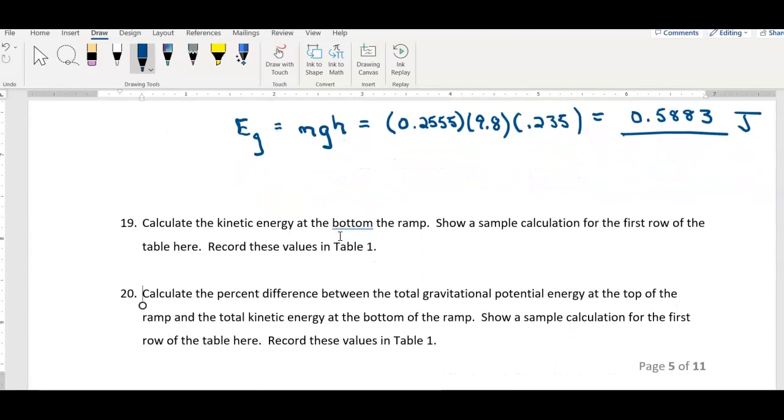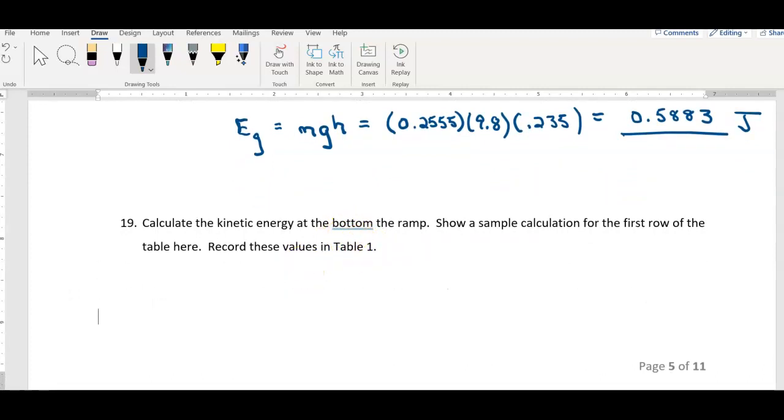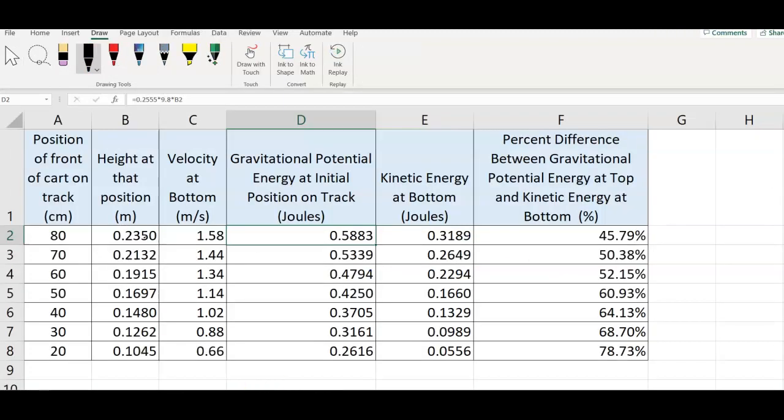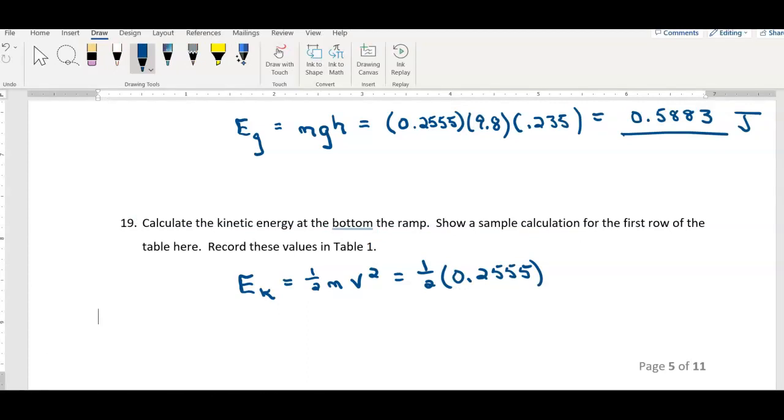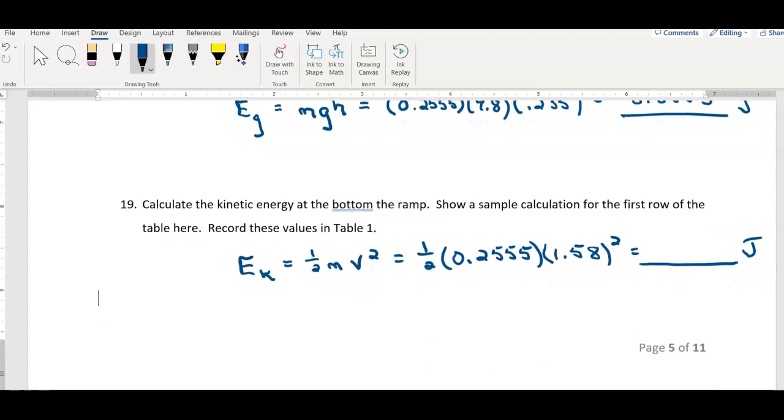Okay, and then it says calculate the kinetic energy at the bottom of the ramp. And so I actually want to show that calculation, and that would just be that the kinetic energy is half of the mass of the cart times the velocity squared. And I just want to do this for the first row in the table to show that I can calculate it by hand, and see, the velocity was 1.58, that I can get the same value that my table has. Okay, so that's the purpose of these, is just to show that sample calculation.